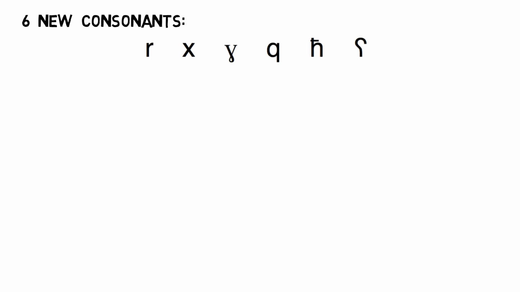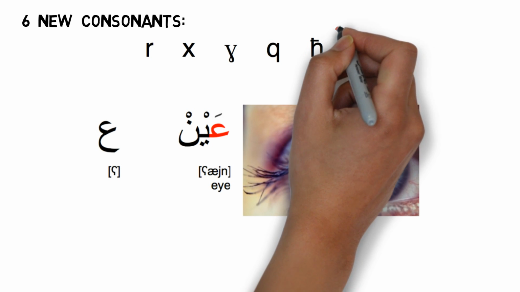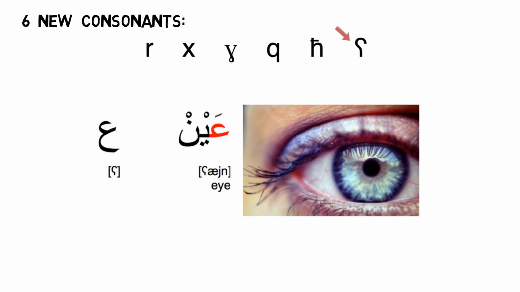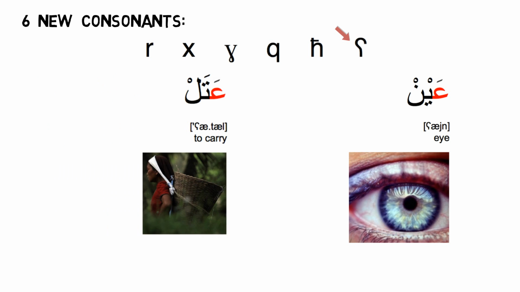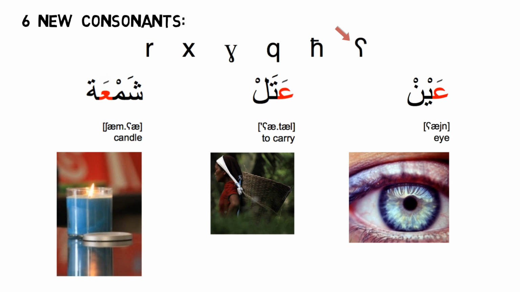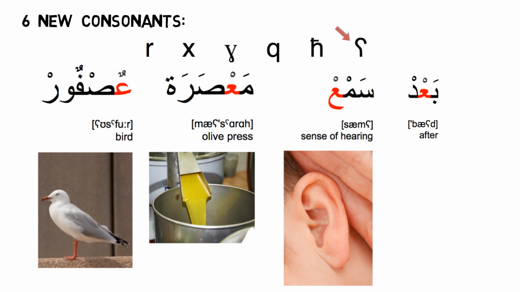With that, we've reached our final consonant, which is a doozy. It is the hardest consonant in any language I've encountered so far, honestly. In IPA, it looks kind of like a backwards question mark, and we will start with a bunch of examples so you can get a feel for what it sounds like. That's ع, as in عين, عتل, شمعة, بعد, سمع, معصرة, عصفور.